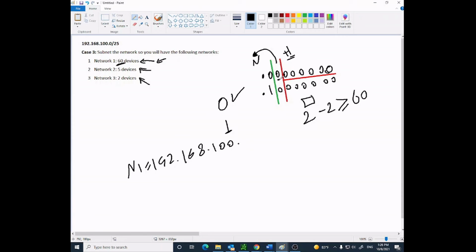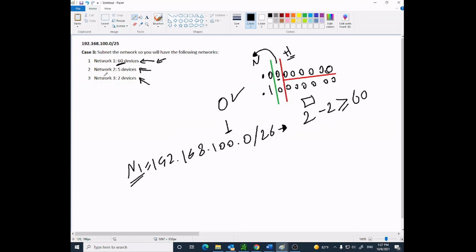Since I'm using 0, everything here will be 0, so we'll keep it as 0. And you put a backslash. Previously it was 25, and now I'm borrowing 1 to it, so it's going to be 26. And that's network 1. Again, from that point, you should be able to calculate all the other calculations.